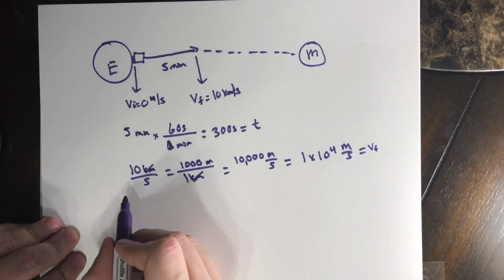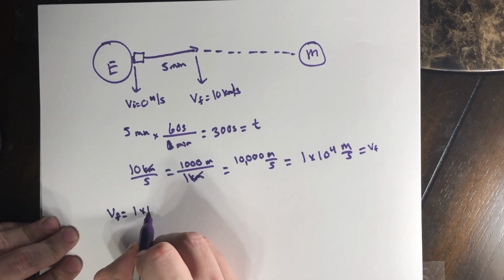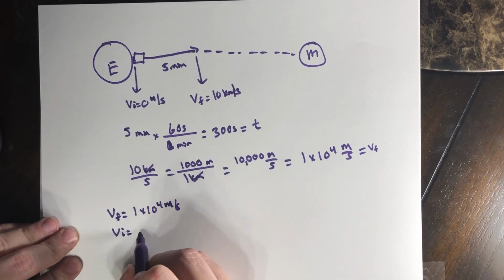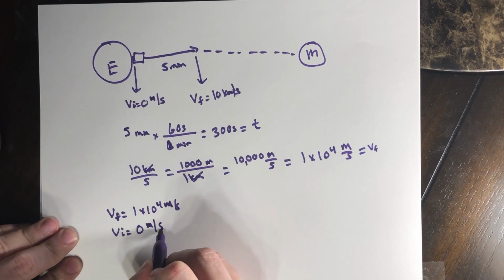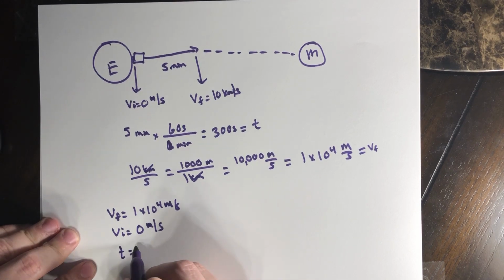Our time, and our initial velocity is 0. So if we come down here, we're going to make a little chart real quick. We know final velocity is 1 times 10 to the 4th meters per second. Our initial velocity is 0 meters per second because it starts out not moving. And we know the time it takes to go from here to here is 300 seconds.